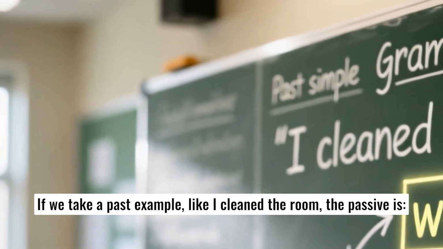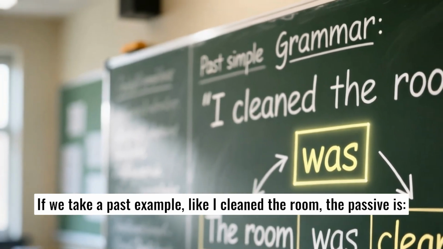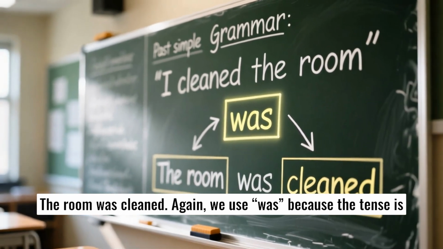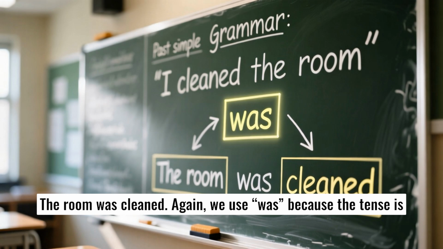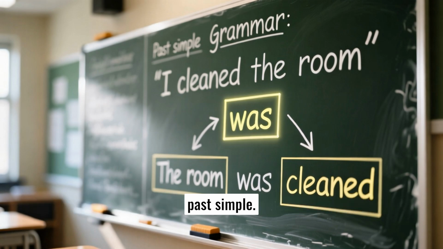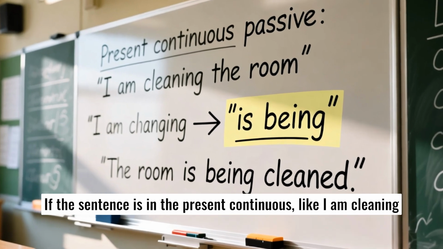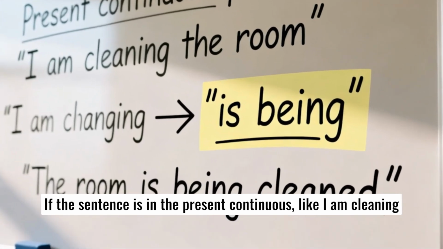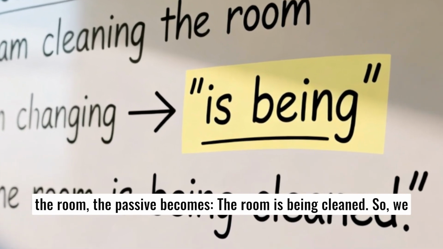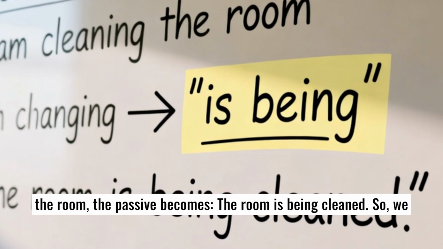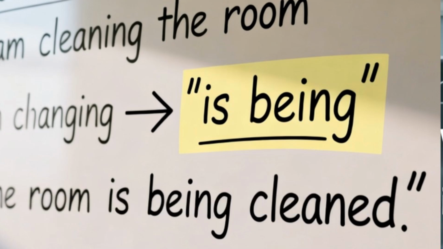If we take a past example like I cleaned the room, the passive is the room was cleaned. Again, we use was because the tense is past simple. If the sentence is in the present continuous, like I am cleaning the room, the passive becomes the room is being cleaned, so we include being.